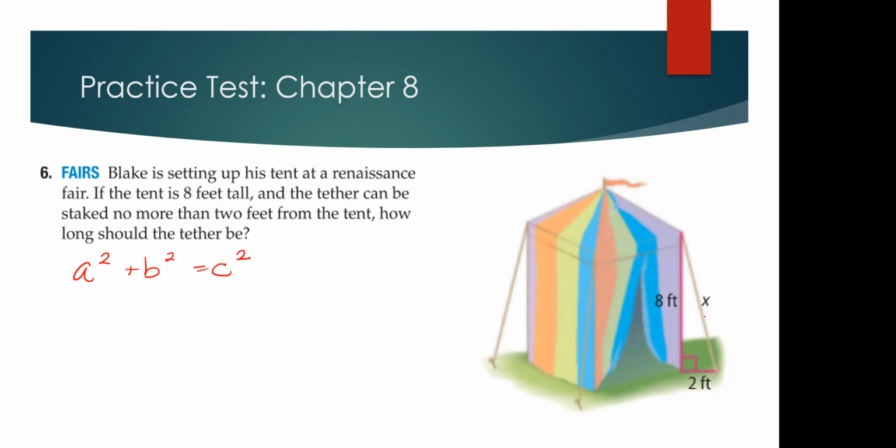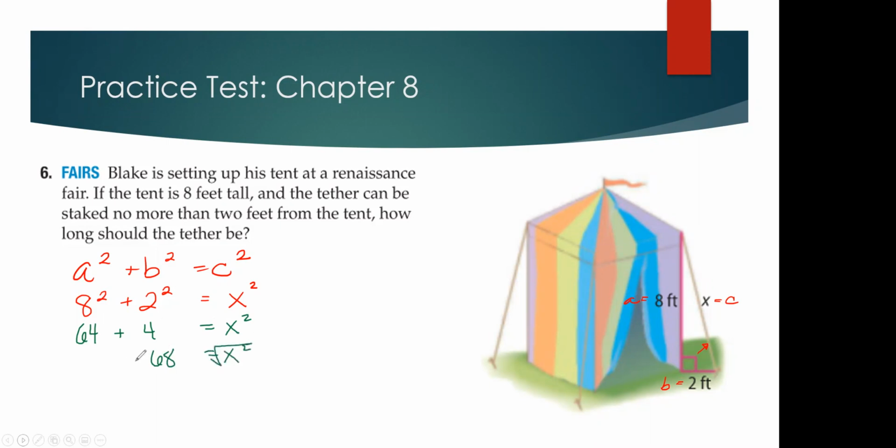Okay, so we have the right angle here, and it's pointing at this side here. So we're going to use x for C. So we can use 8 for A and 2 for B. Either way. Okay, so this would be 8 squared plus 2 squared equals x squared. That is what we are looking for. So 8 squared is 64. 2 squared is 4 equals x squared.